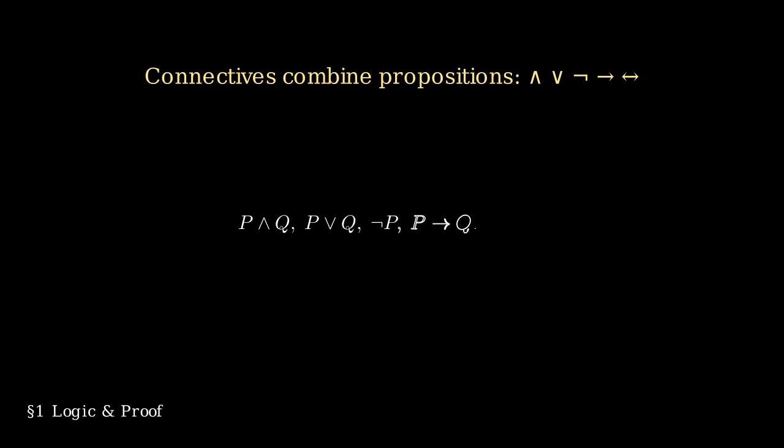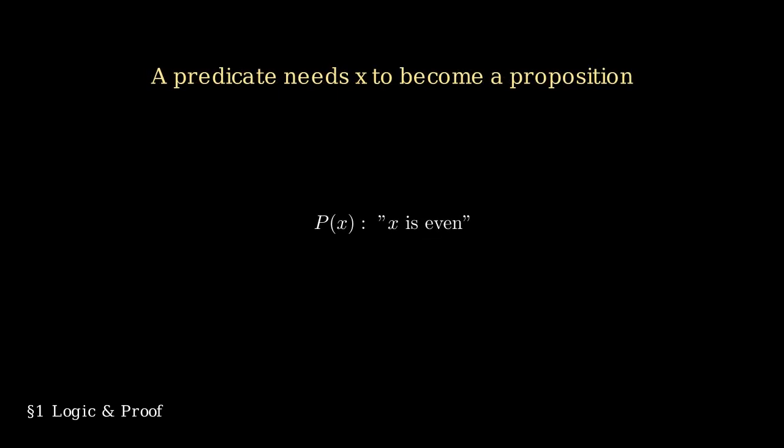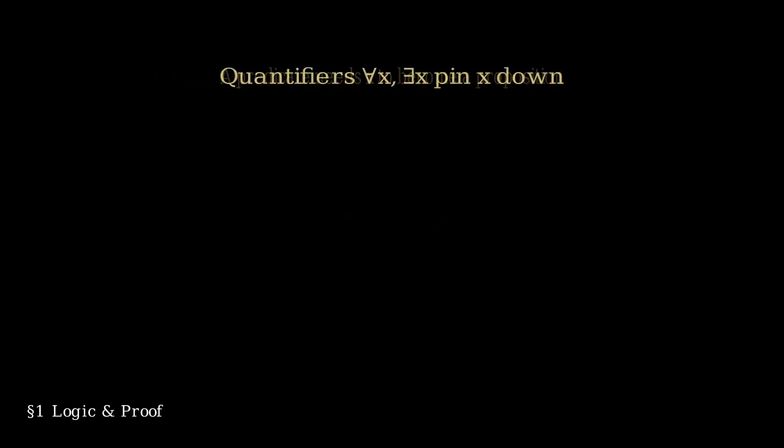Propositions combine using connectives: and, or, not, implies, and if and only if. A predicate, something like x is even, isn't a proposition on its own, because its truth depends on x. It only becomes a genuine proposition once x is pinned down, either by assigning it a value, or by quantifying it with for all x, or there exists an x.